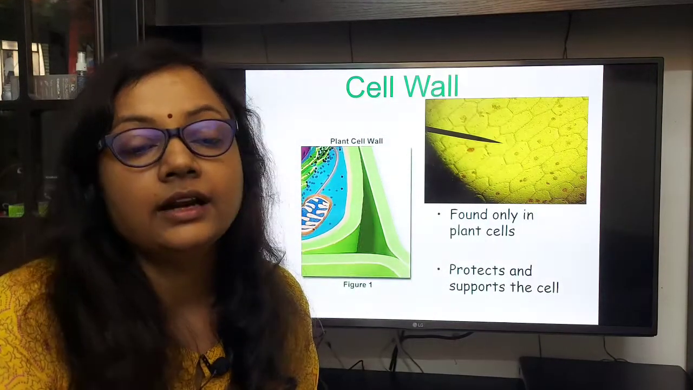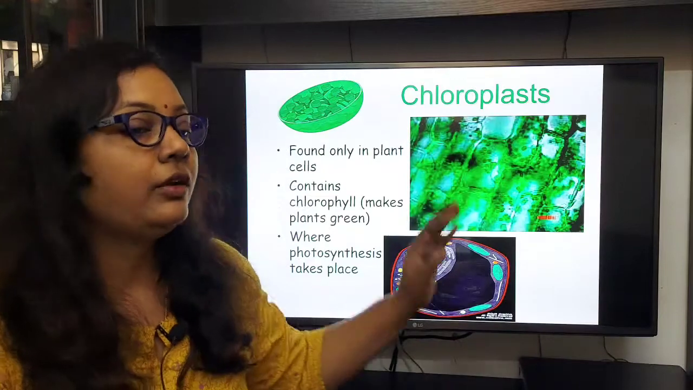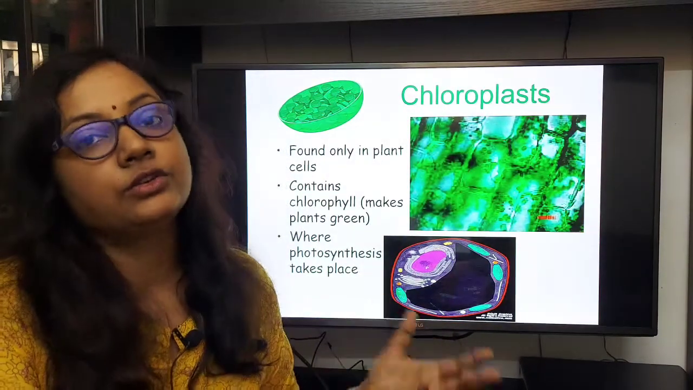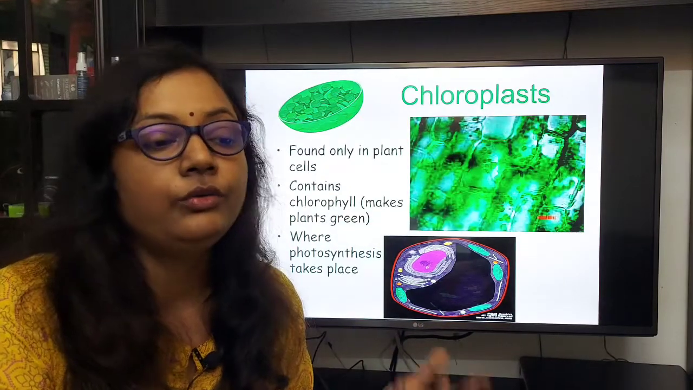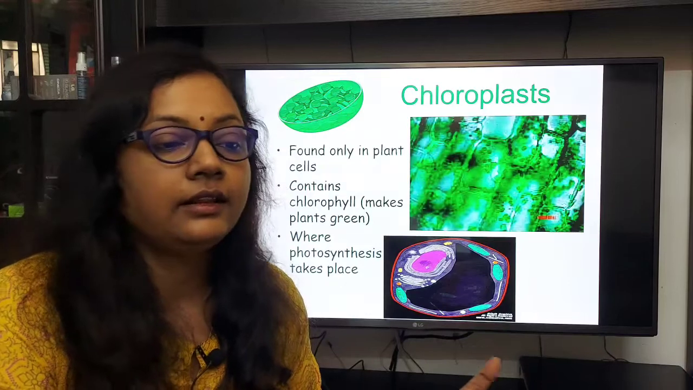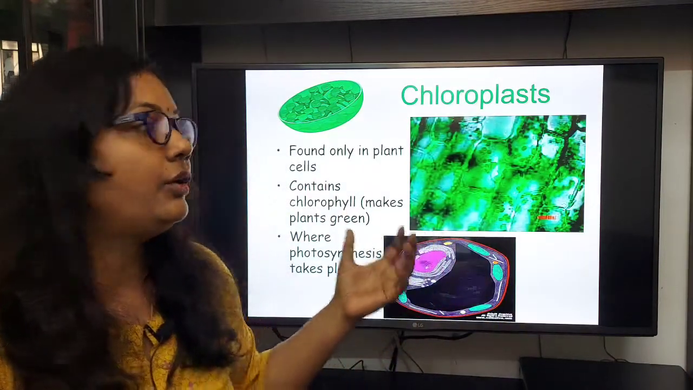Now, lastly is the chloroplast. Chloroplasts are only found in plant cells. It contains chlorophyll, and as you all know, photosynthesis takes place in the chloroplast. So, this was all about plant cells.